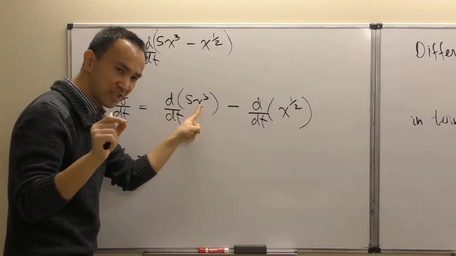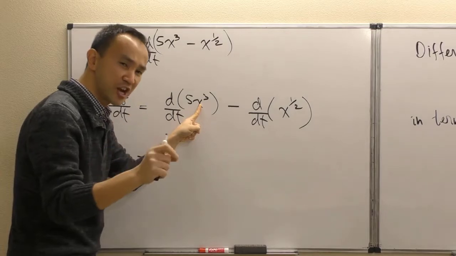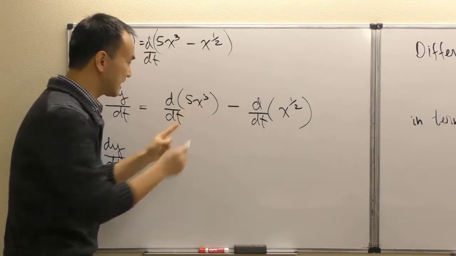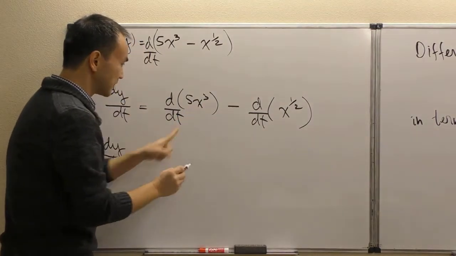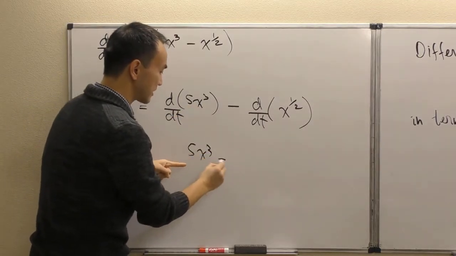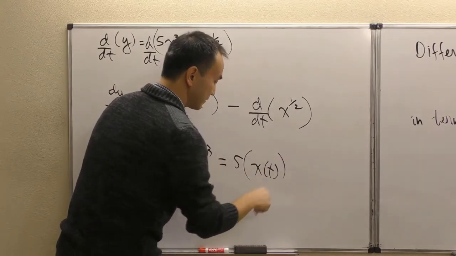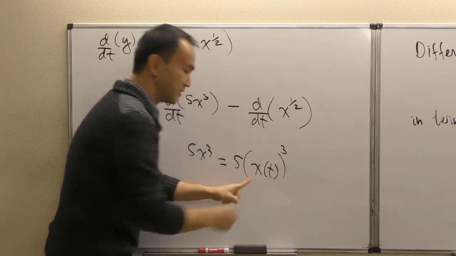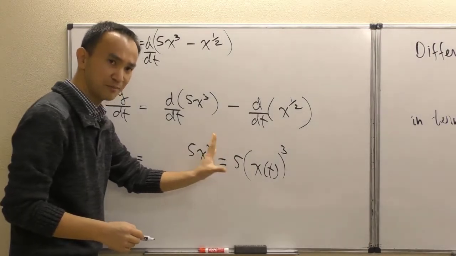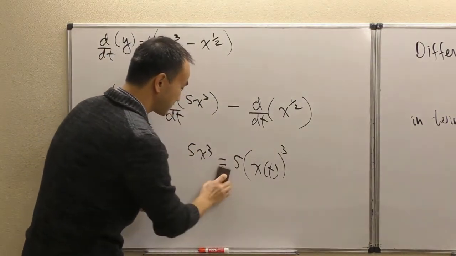X is a function of t, and so that idea about implicit differentiation or the chain rule comes back here. I see this as the chain rule says, because 5x cubed is the same as 5 times some function x of t implicitly, and then cubed. So I brought it in because I'm about to use the chain rule. So chain rule says to take this derivative.